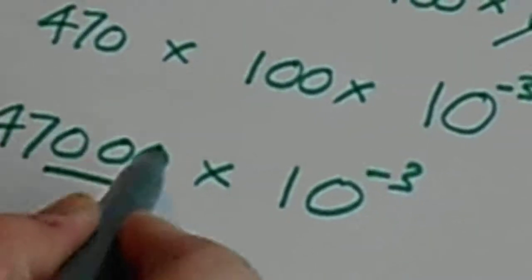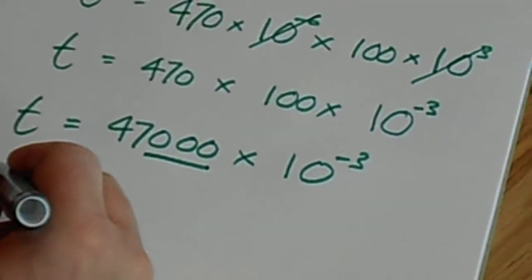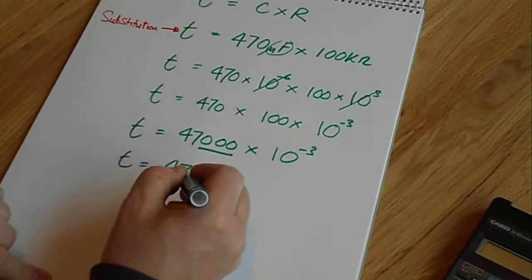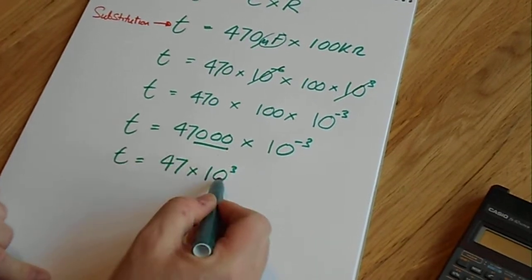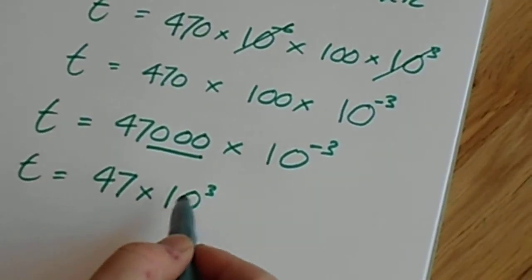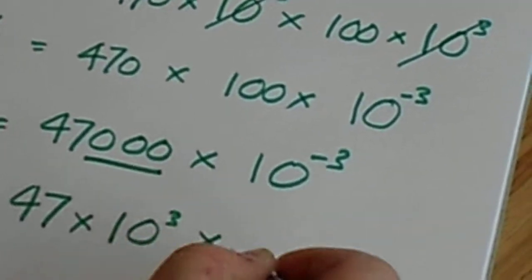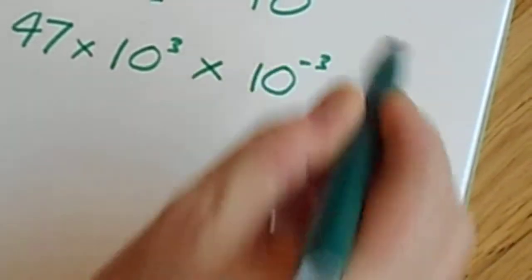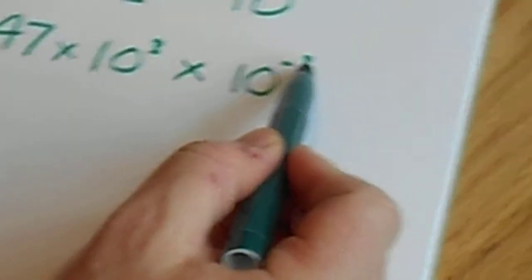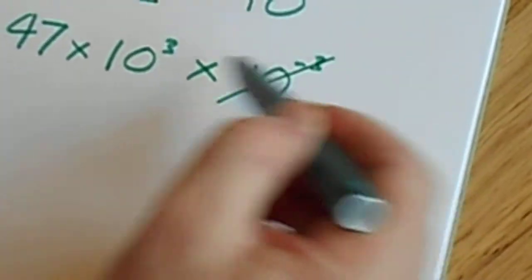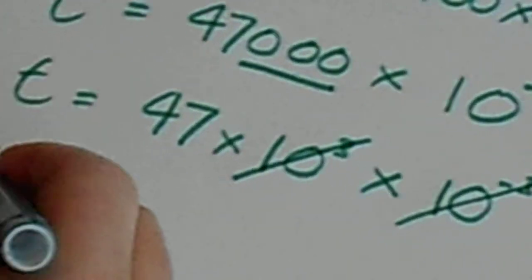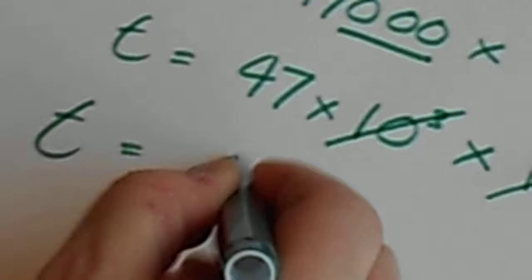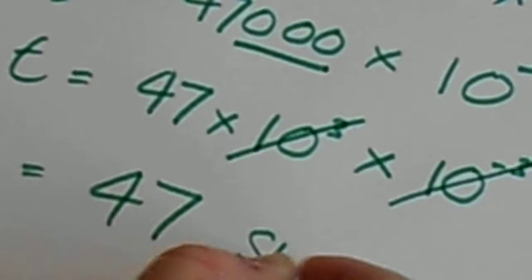Now that 1000 there could be written as 470 times 10 to the 3, because 1000 is the same as 10 to the 3, 10 times 10 times 10. Times by this 10 to the minus 3, which we've still got to deal with. Now we've got a +3 and a -3 powers. They will cancel out because we add 3 and -3 and that cancels out. So we've now got 47. So the answer T is 47 seconds.